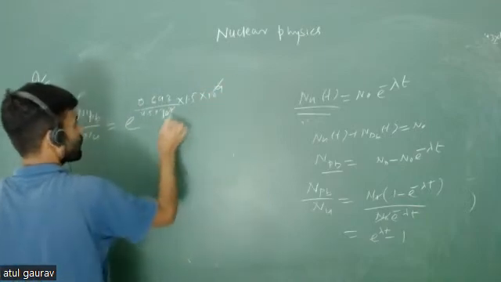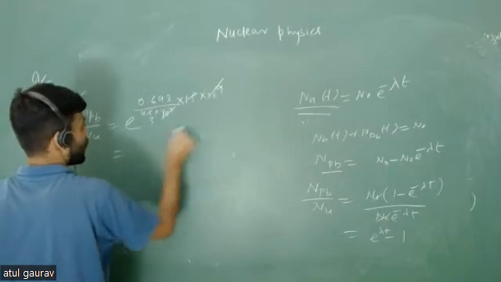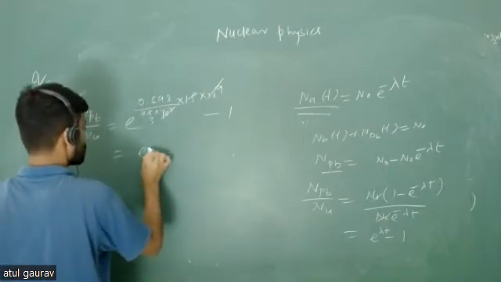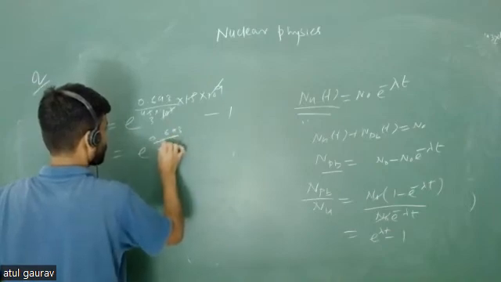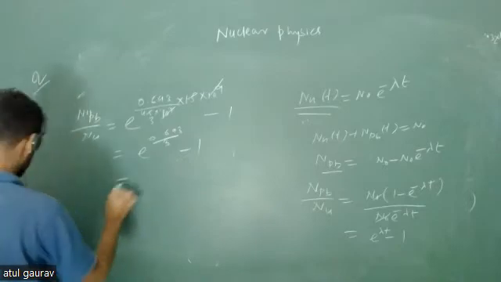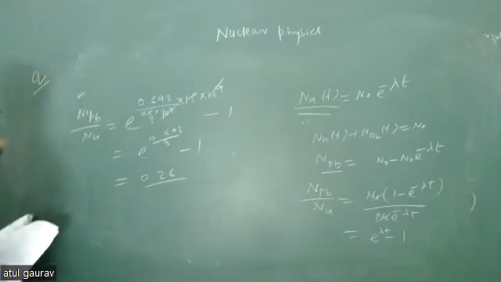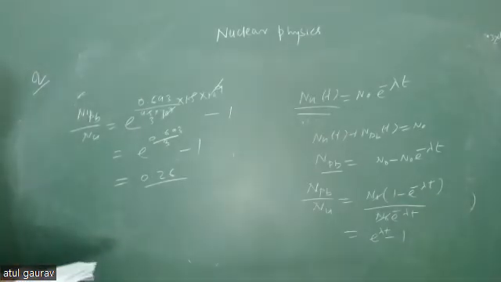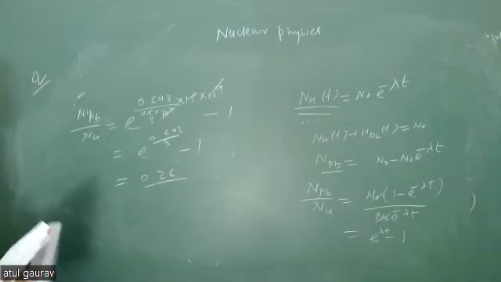So it will be cancelled. 1.5, this is also cancelled. So basically you will get, and there will be minus here, of course, exponential 0.693 divided by 3 minus 1, right? So if you calculate it, I have calculated, you'll get 0.26. Yes sir, 0.26 is coming.